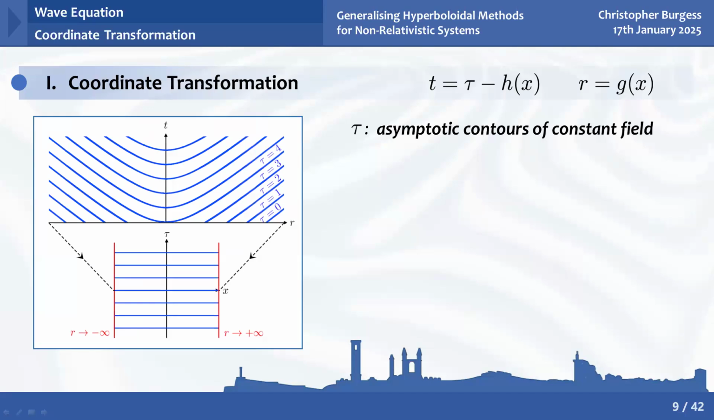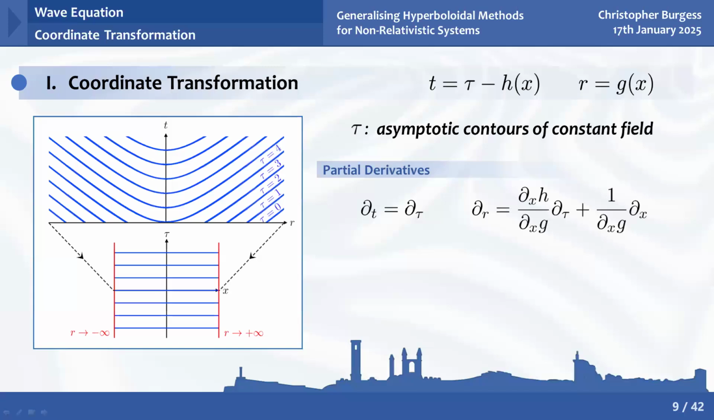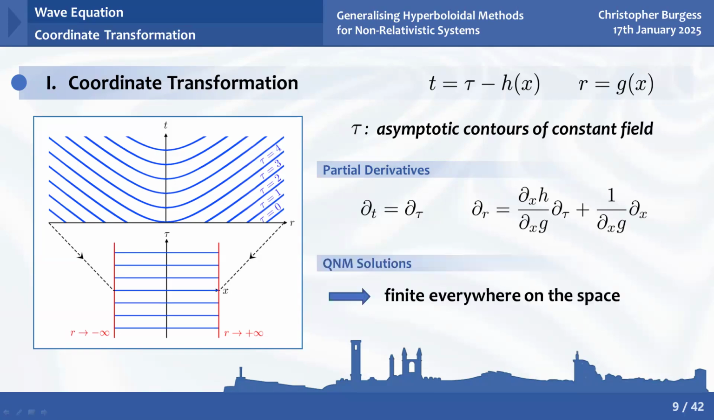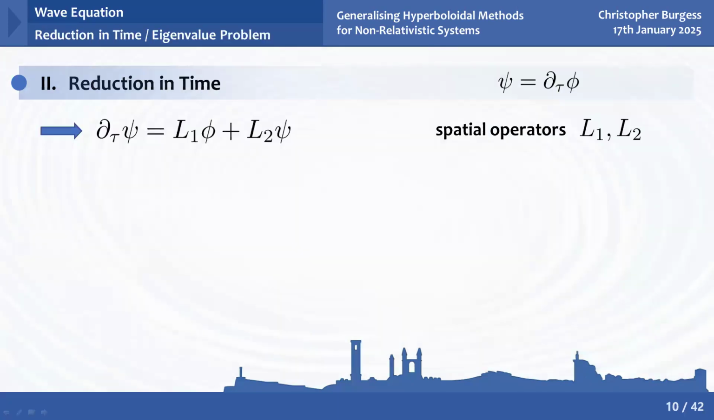Just to go through in some detail then, the coordinate transformation, as I said, the idea is that we want to choose these spatial slices to correspond to contours of constant field asymptotically. One of the key parts of this transformation is that the partial derivative in time doesn't change, meaning that the frequencies we extract at the end are actually the original frequencies we were interested in. And as I say, the QNM solutions, which are normally divergent, end up being finite everywhere on the space, which is essential. We perform the reduction in time, and we arrive at an equation of this form here, with purely spatial operators L1 and L2.